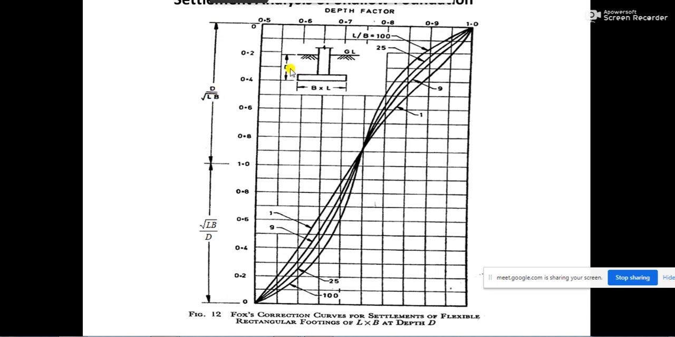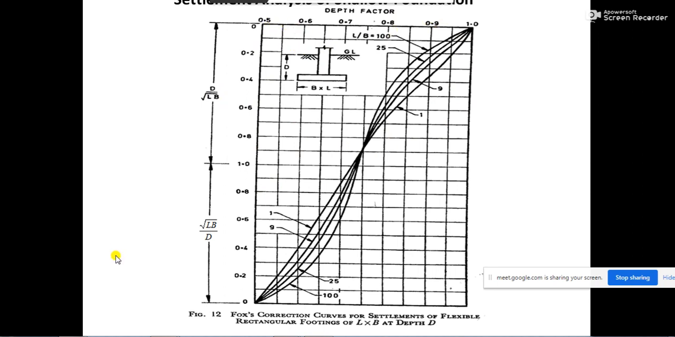What is d? D, you see, is given in this diagram. D is nothing but the depth of the footing from the ground level to the base of the footing. And what is B into L? B into L is nothing but the area of the footing. So d over root over LB. If the value of d over root over LB remains between these values, then you pick up the value from the top portion of the curve. From this top portion of the curve, you pick up the value for the depth factor.